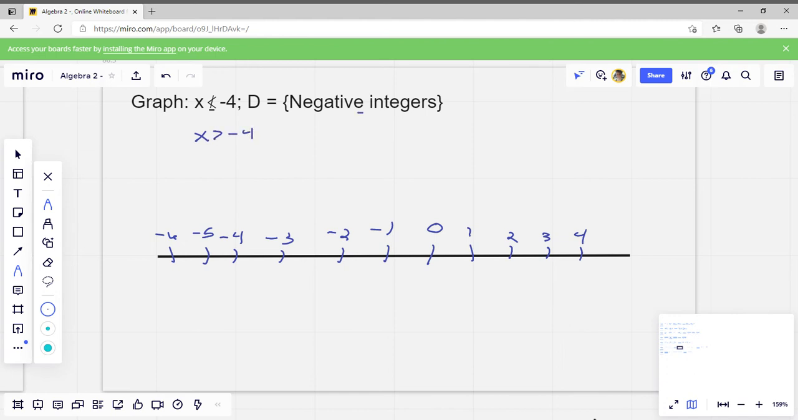And we want to use only negative integers. So these are going to be dots when it says integers. We're going to use dots instead of a line. And they have to be the negative integers. So that's everything more than -4. So that'd be -3, -2, -1. And those are going to be your negative integers.